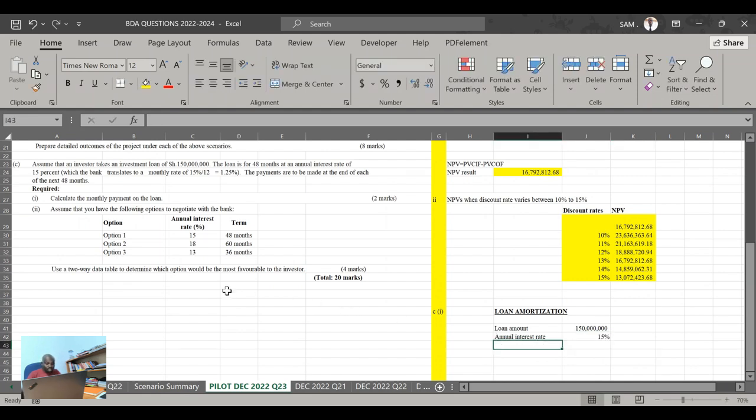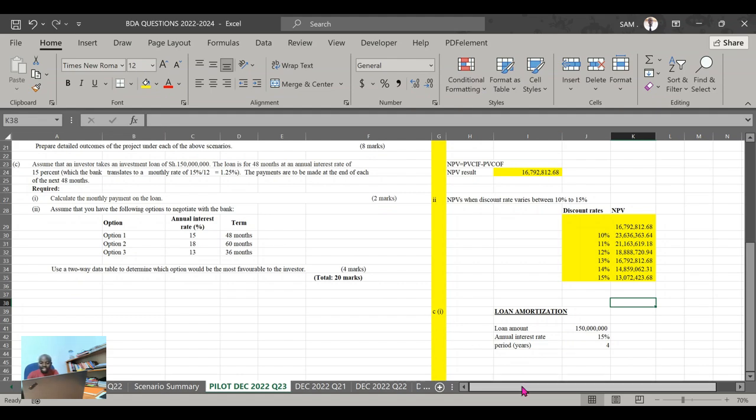Then what else are we being told there? The payments are to be made at the end of each of the next 48 months. So the repayment period is 48 months. Now, we've been given the repayment period in months. If you want to convert it into years, that will be 4 years. So given the annual interest rate, we also work with the period in years. And then I would want to explain something. We are being told the payments are to be made at the end of the next 48 months.